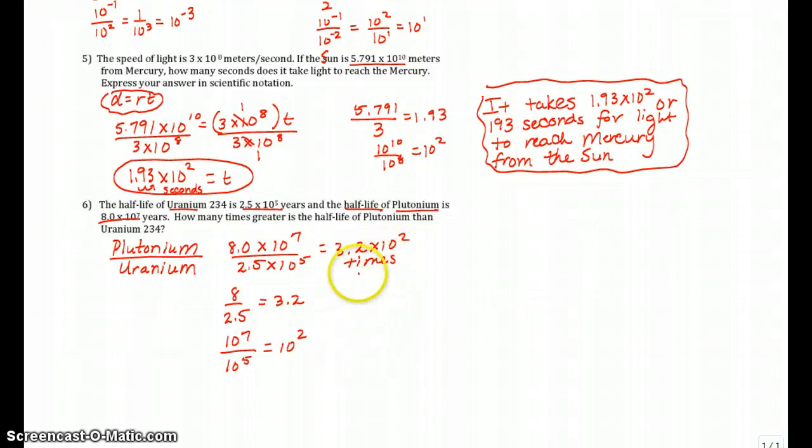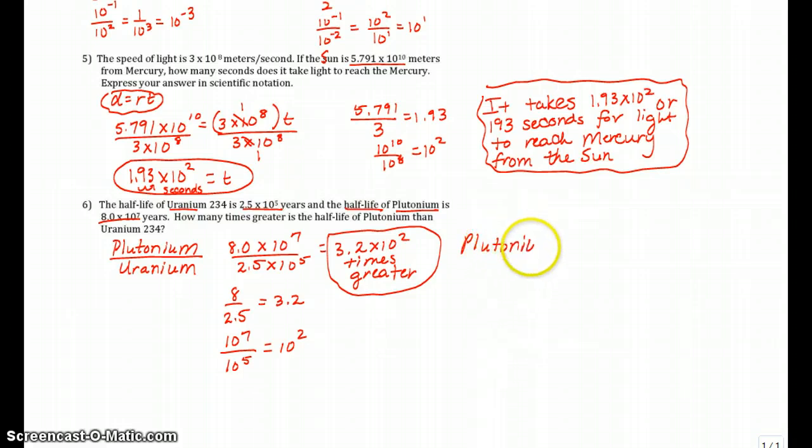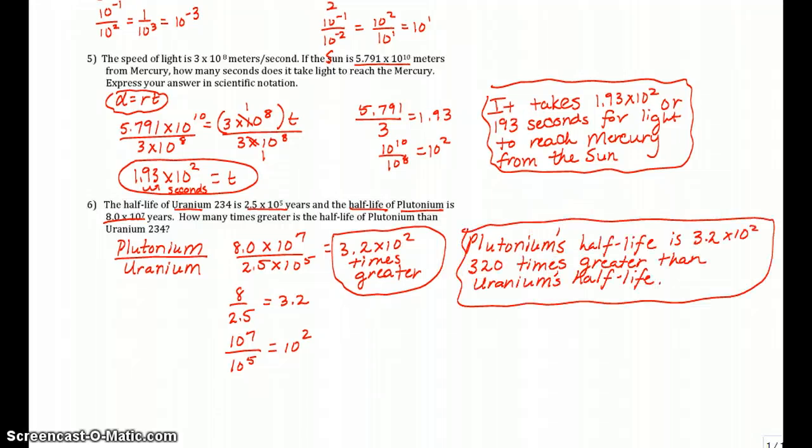That would be a very bare bones answer. It would be better if we wrote a sentence so that people really knew what we were talking about. So plutonium's, and I'm going to pause this for a minute and write it. So plutonium's half-life is 3.2 times 10 to the second, or 320 times greater than uranium's half-life.